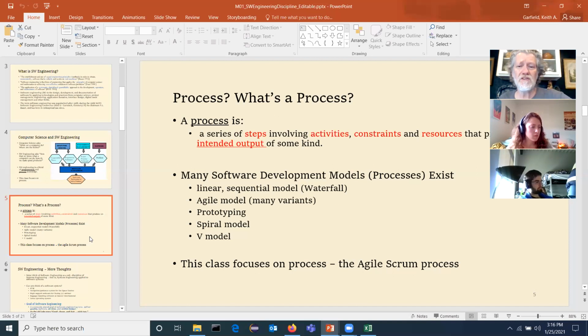A lot of software models exist. We'll briefly talk about some of them later in the semester. We'll talk quite a bit about the Agile Scrum model. There are, again, quite a few Agile variants, but we're going to use Agile Scrum. It's really popular out in industry now. Everybody's doing Agile. And it'll be popular for probably the next 10 or 20 years, and then something else will come along.